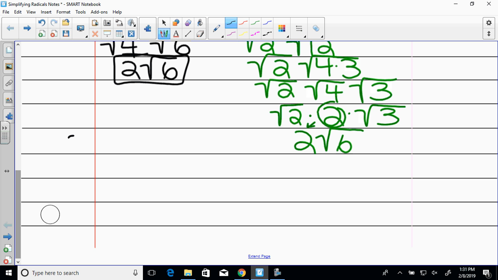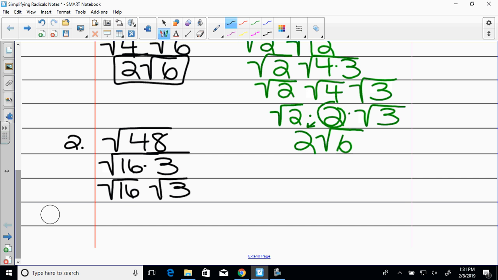All right, so let's try example 2, square root of 48. And so from the square root of 48, if we look at our list of perfect squares, our biggest perfect square that's a factor of 48 is 16. So we have square root of 16, and then 16 times 3 would give us 48. And then we separate them. So we have square root of 16 times the square root of 3. So we know the square root of 16 is 4. And we can't simplify square root of 3 anymore, so we leave it under the radical sign. So now we're left with 4 root 3.